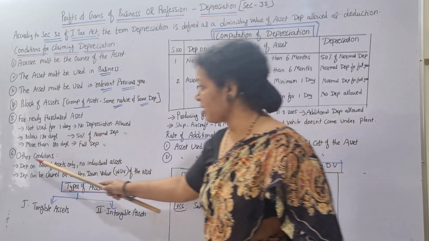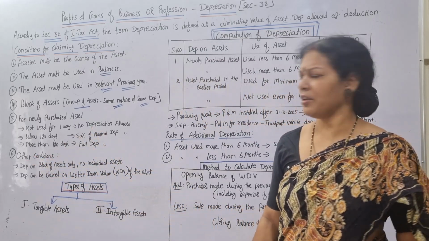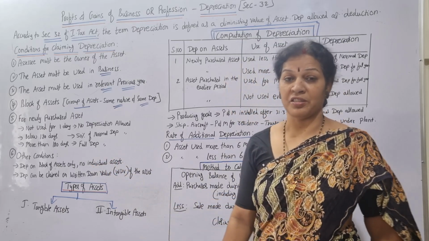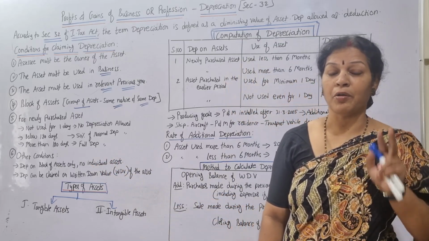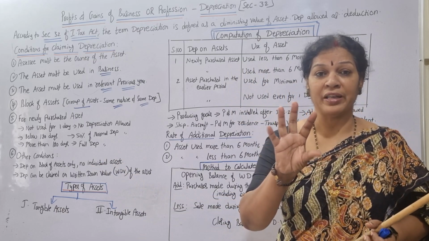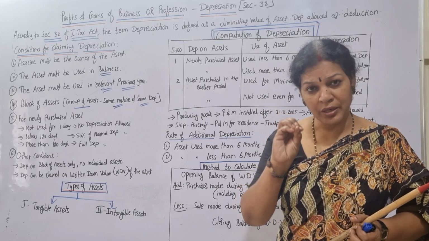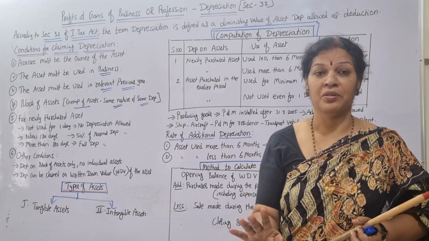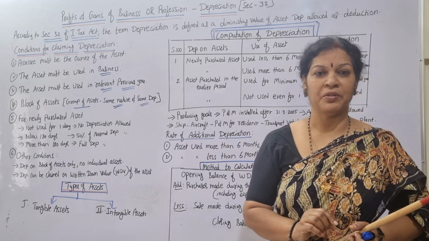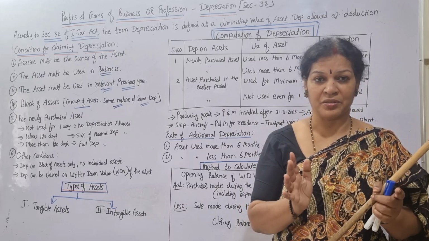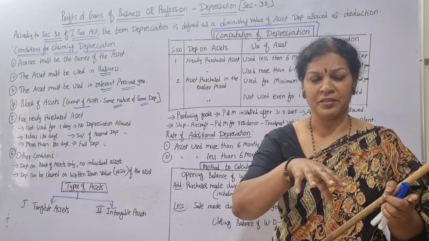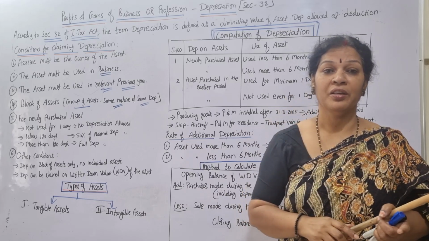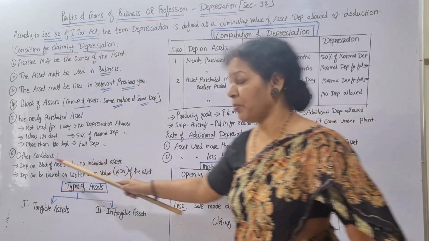Next one is other conditions. Few more conditions are there. Depreciation on block of assets only, no individual assets. Depreciation should be only on block of assets. What are block of assets? 5 assets are there. Only on those assets depreciation is allowed. Individual assets, no. I have only one item, depreciation, no. If you have a block of assets, means same category, same pattern, same group of assets, then only you will be getting it. Otherwise, no. This point you remember.